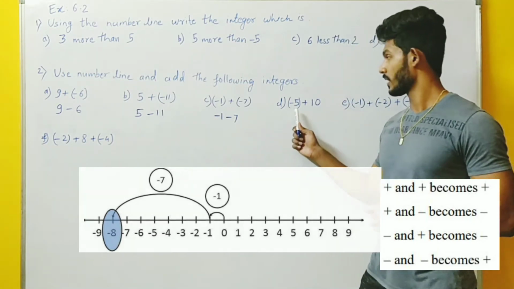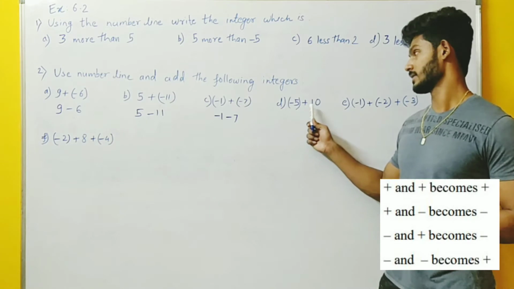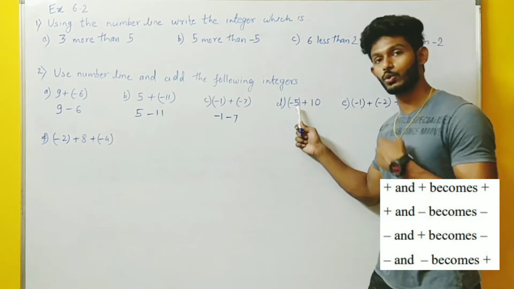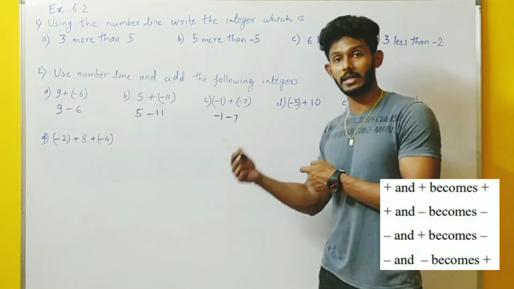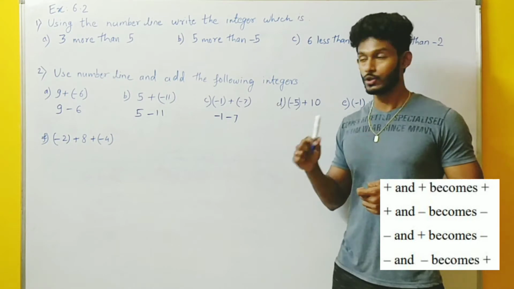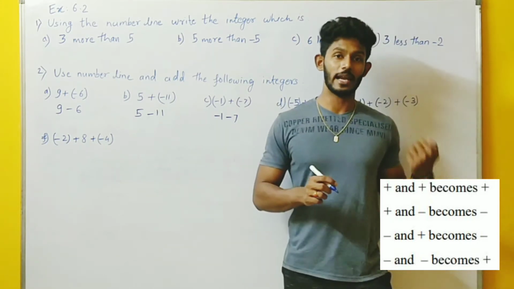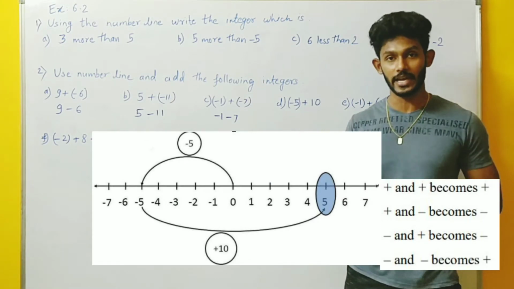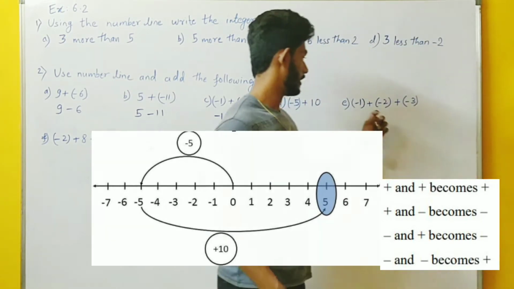Now in this, minus 5 plus 10. First from 0 we will move towards minus 5 and from minus 5 we are going in the direction of positive 10 steps. So when we come towards the right hand side from minus 5 by 10 steps, we will reach 5.